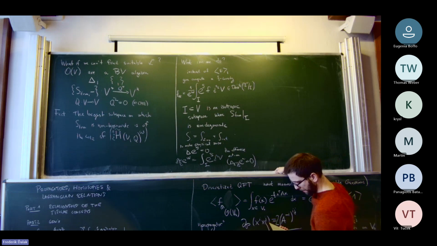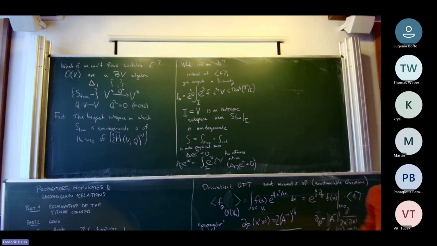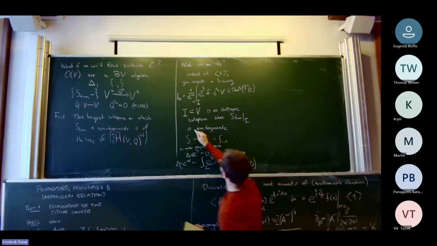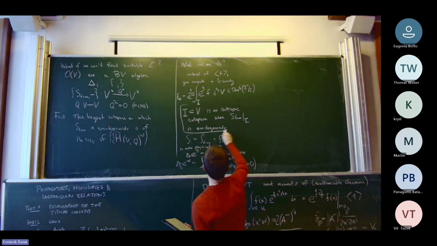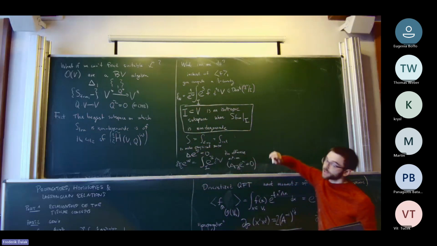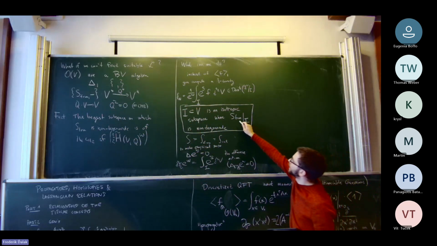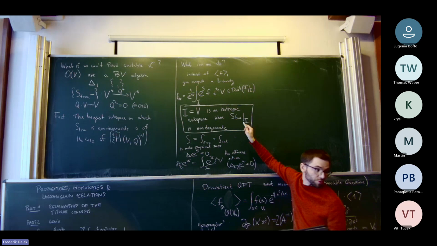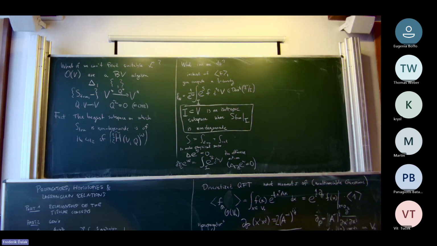So to recap what has happened so far: we choose a non-degenerate isotropic subspace. This is the isotropic subspace where S3 restricts to a non-degenerate quadratic form, which means that you can take the inverse, a propagator, and it allows you to compute these effective observables.